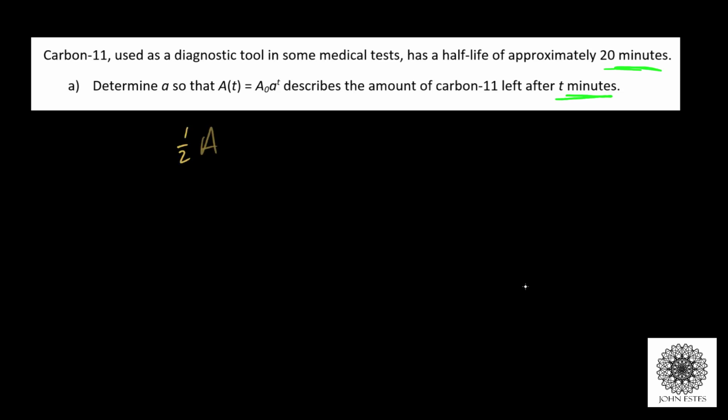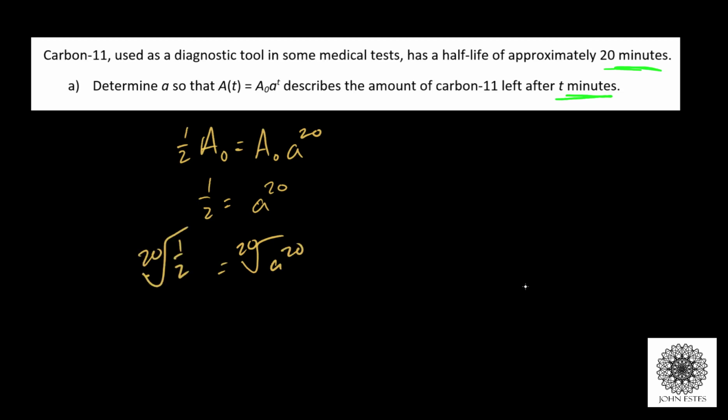So I can say 1/2 A sub naught, that's 1/2 my initial amount, equals A sub naught a to the 20th power. So now I divide both sides by A sub naught, and I have 1/2 equals a to the 20th. So how do you solve this equation? Well, imagine if I had a cubed equals something. I know I would just take the cube root of both sides. So this time I'm going to take the 20th root of both sides. I'm taking the 20th root of 1/2. Another way you could write that is 1/2 to the 1/20th power. And so that's my value of a. a is 1/2 to the 1/20th power.